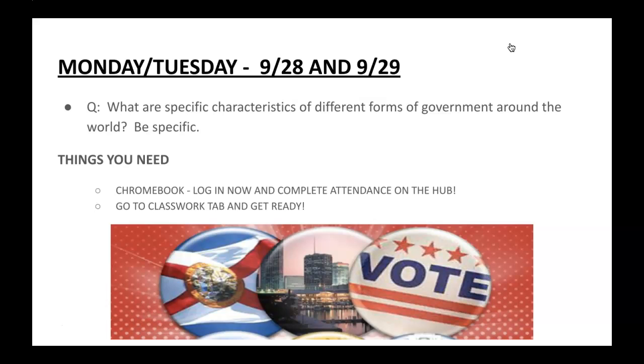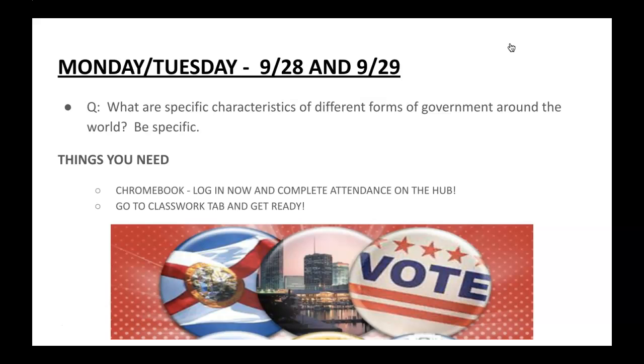Let's begin. The first question today is, what are specific characteristics of different forms of government around the world? Please be specific. So what I'm going to do right now is transition between Thursday and Friday's lesson of last week and Monday and Tuesday's lesson of this week to fill you in more about some of the key characteristics that separate certain governments from other governments.